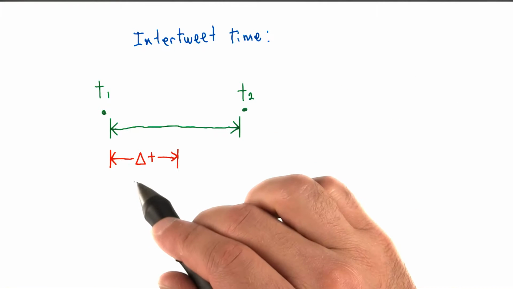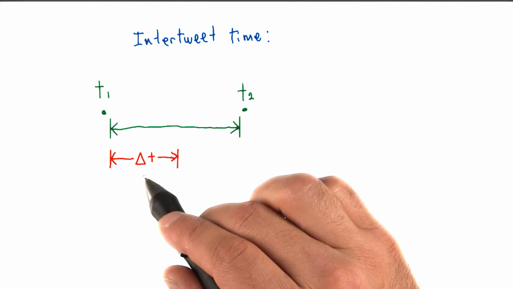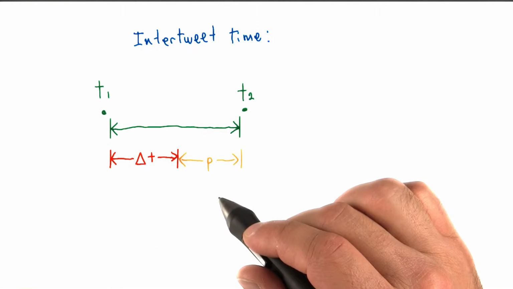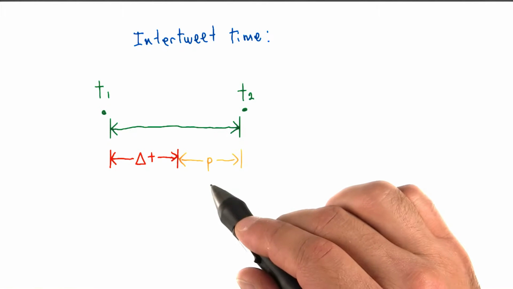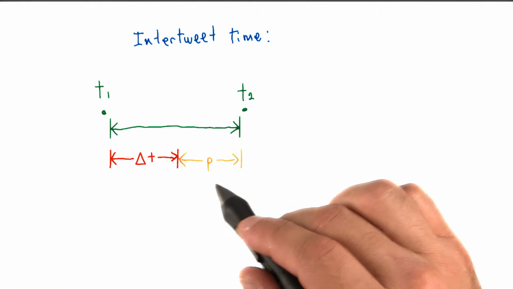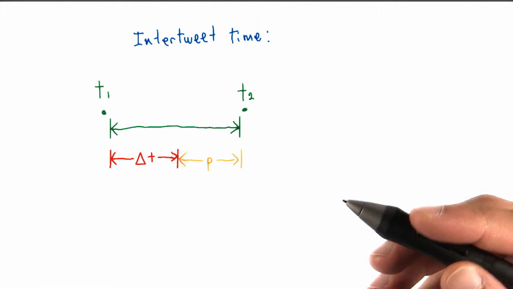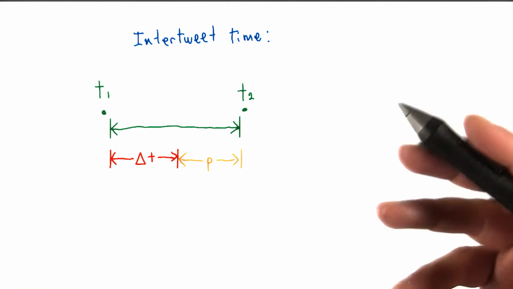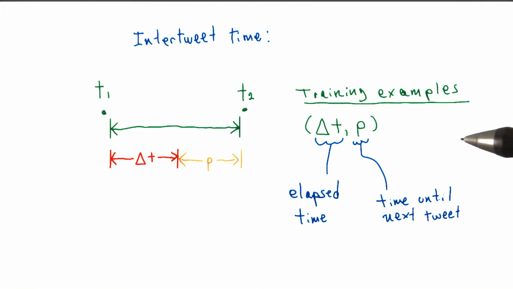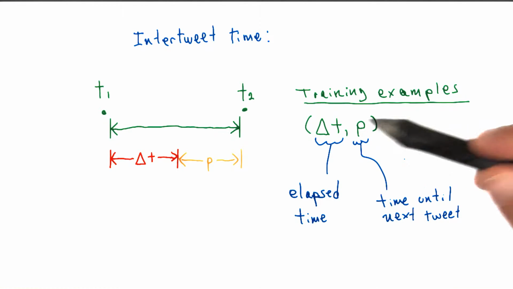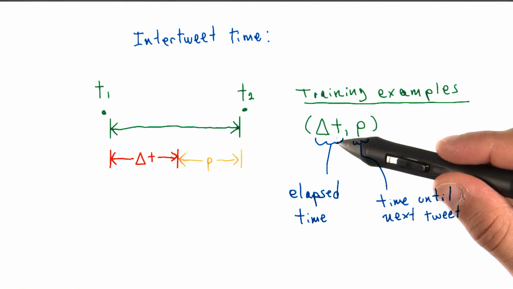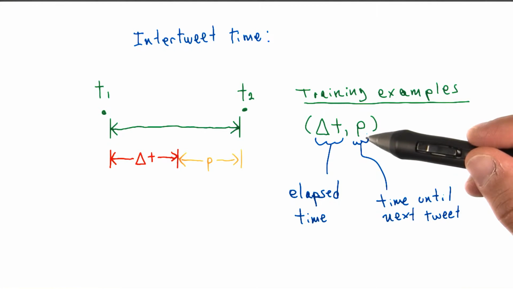Specifically, if it's been delta t seconds since the tweet occurred, we want to try to predict the amount of time, labeled p here, until the person tweets again. So in order to do this, we have to collect a bunch of training examples. So our training examples are going to look like this. We want lots of pairs of elapsed time since the last tweet and how far we have to go until the next tweet.